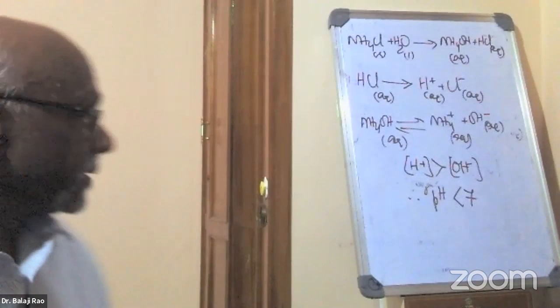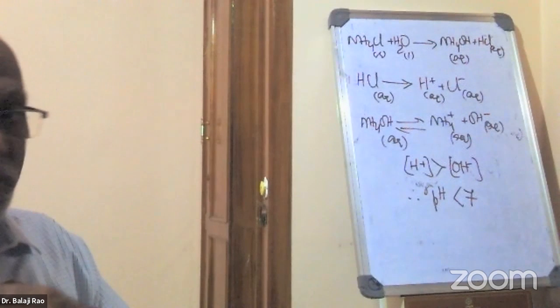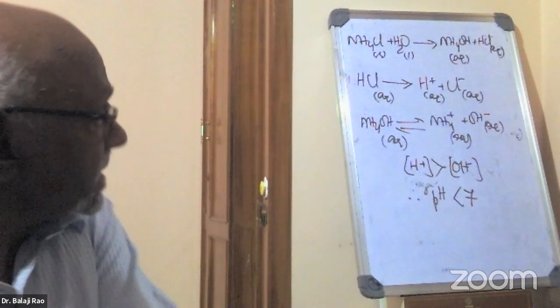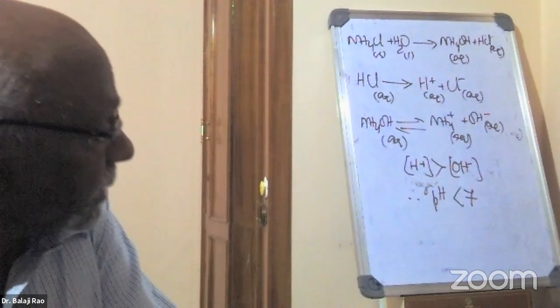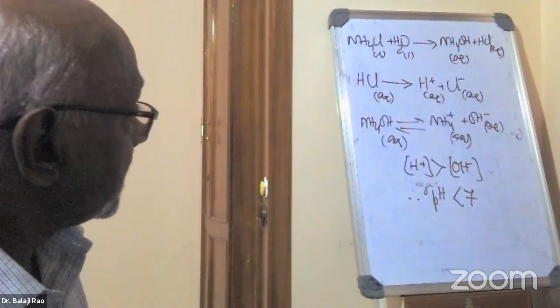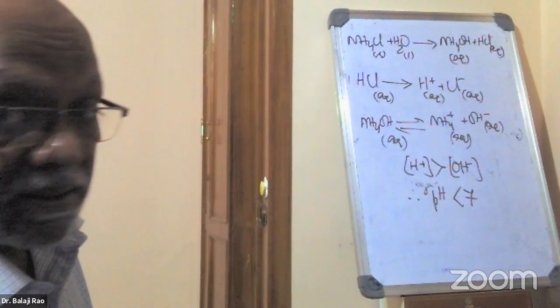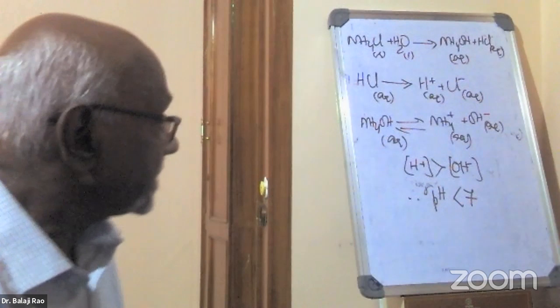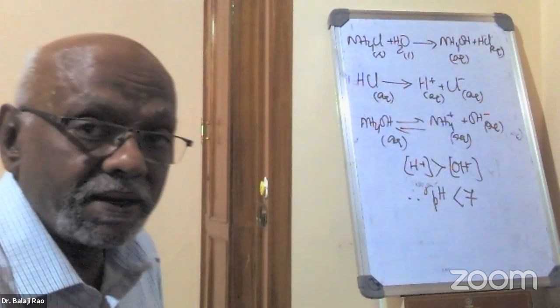I have written whatever has to be spelled out. I have written a whole sequence of equations. See what happens. Ammonium chloride solid, when dissolved in water, gave me ammonium hydroxide and hydrochloric acid. Hydrochloric acid undergoes complete ionization, giving rise to hydrogen ions and chloride ions.